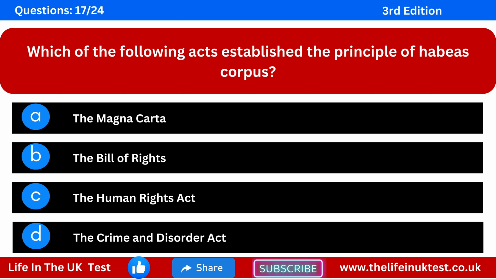Which of the following acts establish the principle of habeas corpus? Option A, the Magna Carta. Option B, the Bill of Rights. Option C, the Human Rights Act. Option D, the Crime and Disorder Act.